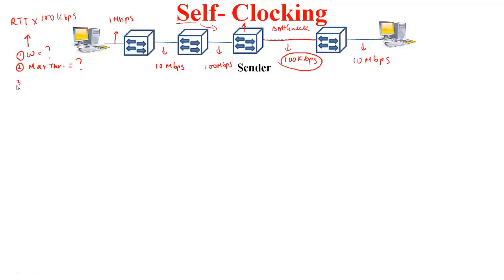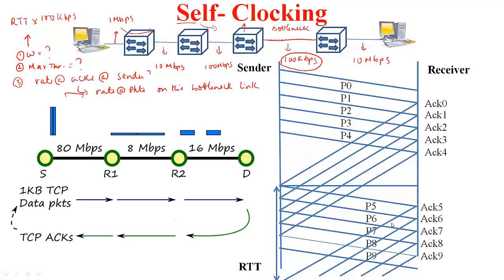So what is the rate at which ACKs arrive at the sender? What is it a function of? If you do the calculation, you will see that this is dictated by the rate at which packets are being sent on this bottleneck link. So this figure here captures this.